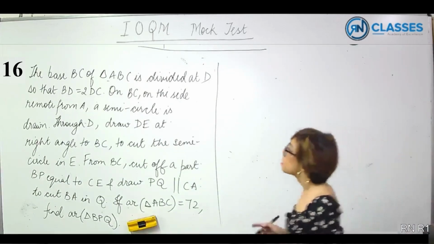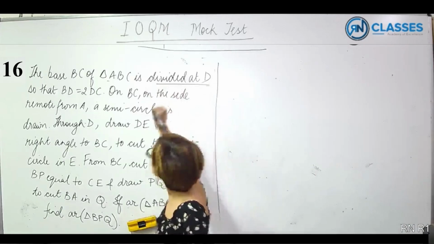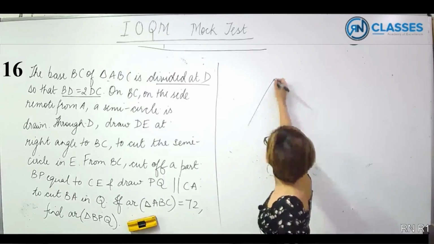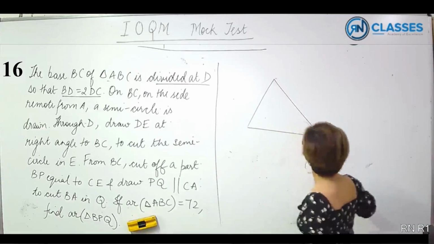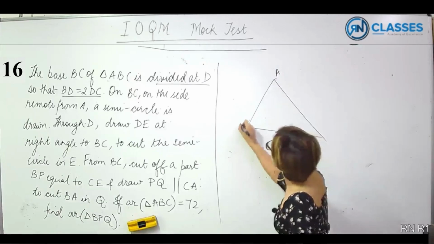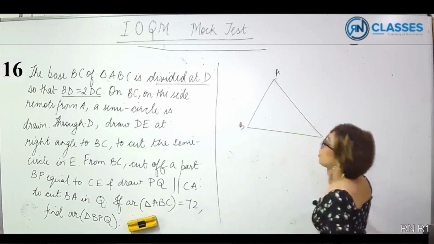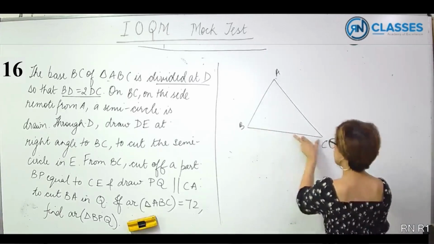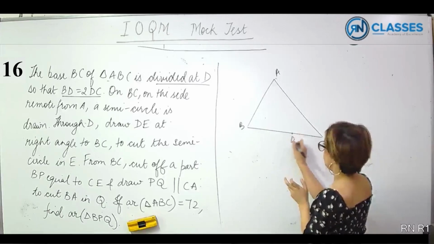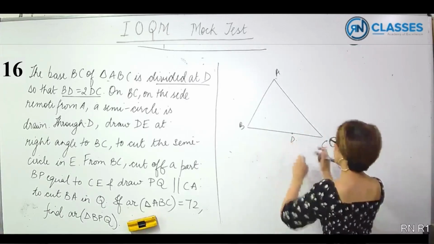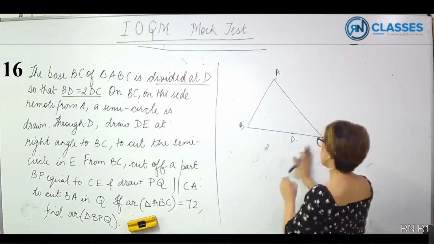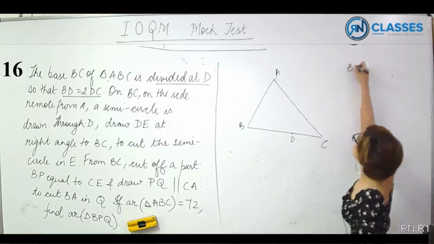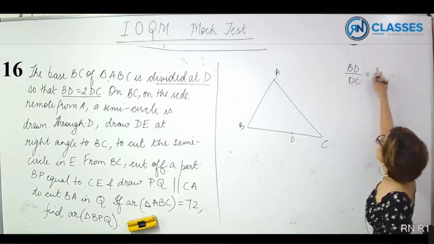Now, he says the base BC of triangle ABC is divided at D so that BD is equal to 2DC. So, let me make the figure side by side. Right? Now, A, B, C. Now, BC is divided so that BD is equal to twice of DC. Okay. Right? So, this is twice of this. So, if this is x, this is 2x. Right? So, basically, I know this ratio 2 is to 1. Maybe I can use that. BD by BC is 2 is to 1.